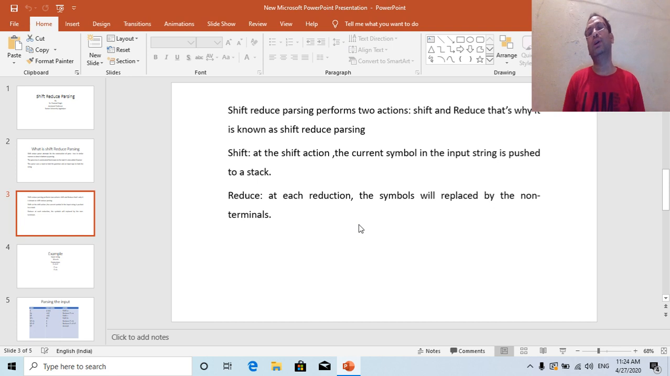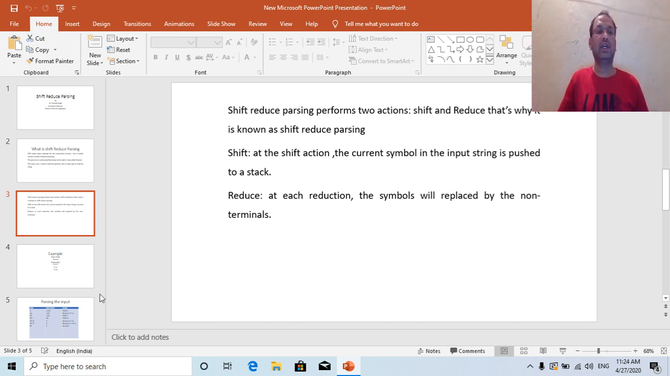Means the whole string is inputted into the input tape, and the parser will scan the whole string left to right, one symbol at one time.